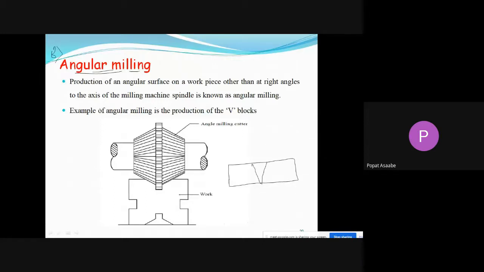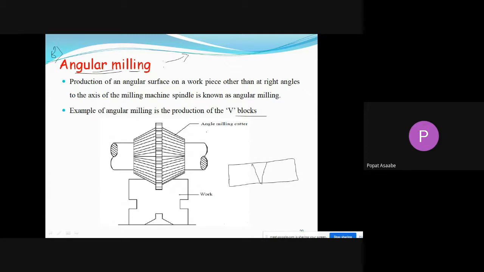Here, in angular milling, it is not necessary to maintain the cutter perpendicular or parallel to the workpiece. Angular milling is used to produce angular machining on the workpiece, and an example is the V-block. See, this is the angle milling cutter, a single angle milling cutter, which we can use to perform angular milling.